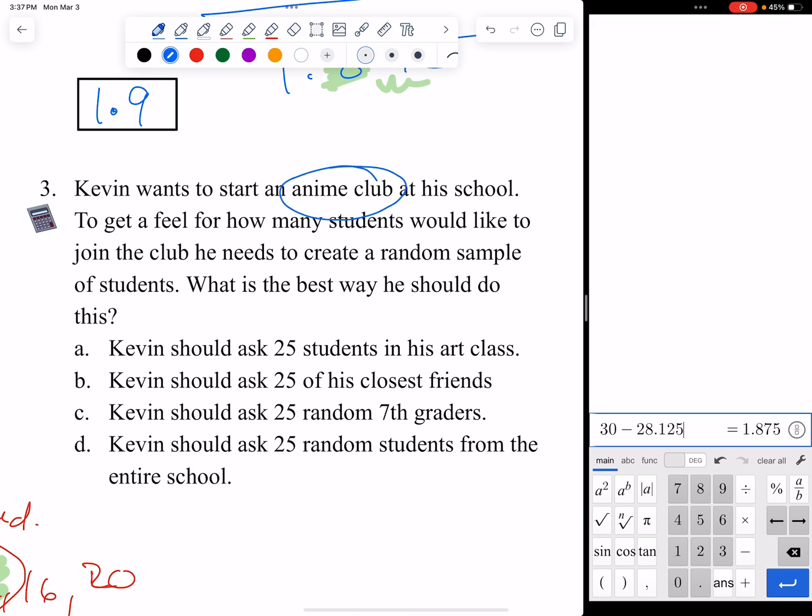Okay, so the topic is anime club. All right, cool. So, all right, I got it. So 25 students of his art class. Yeah, okay, anime. I could see that. A lot of kids I've seen drawing different characters.